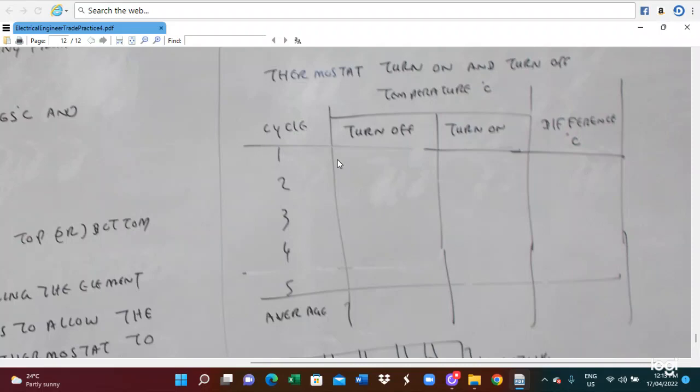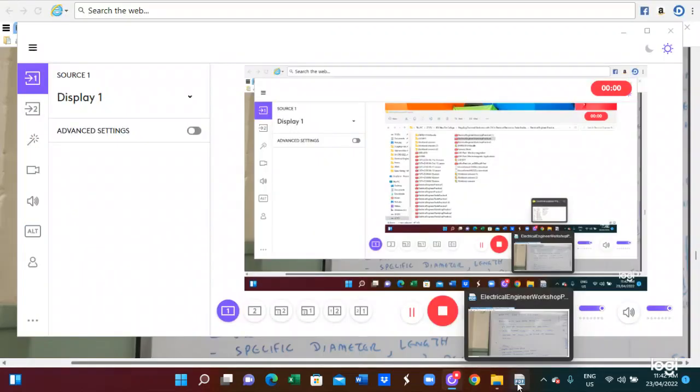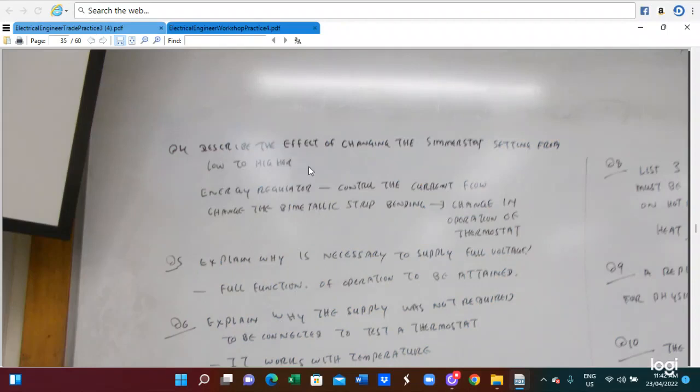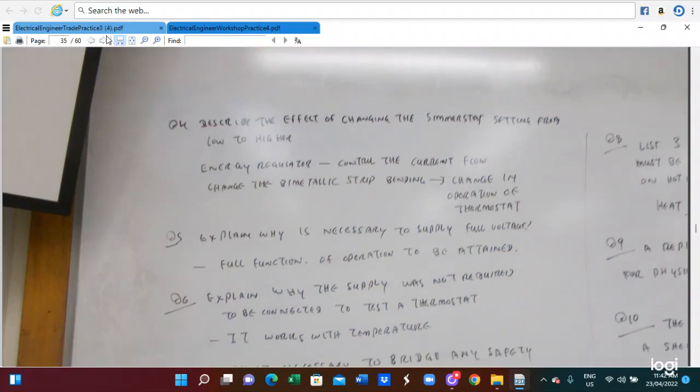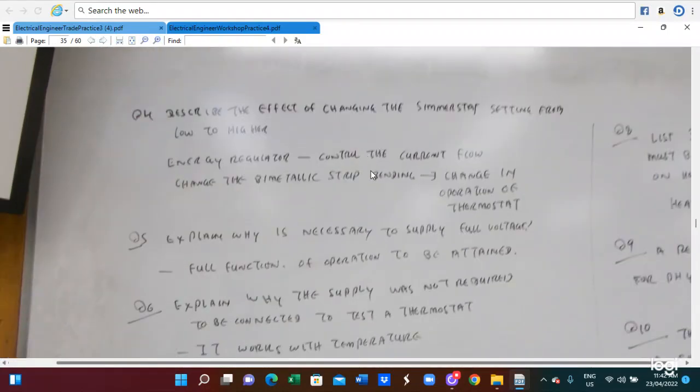So then this is for trade two. Trade one is electrical wash up. So today's lesson, we are talking about electrical engineer practice. Today, there are questions and answers. Describe the effect of changing the semi-state setting from low to high.